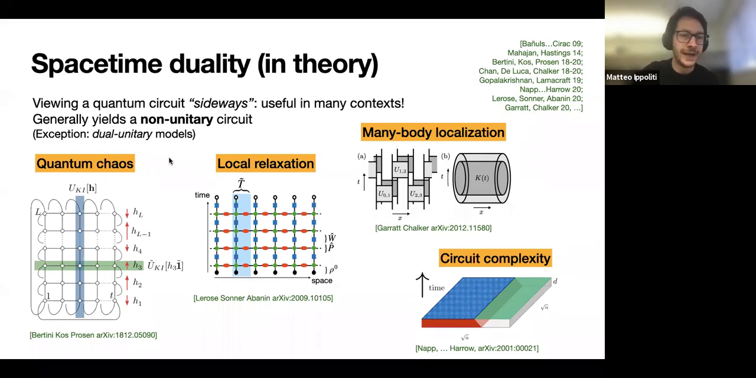And in particular, I want to flag these works on dual unitary circuits, which have led to very interesting results on quantum chaos. These dual unitary models are very special classes of circuits that are such that U-tilde is also unitary. So if you take a unitary circuit, flip it on its side, you get another unitary circuit. That's a very special constraint, but it's one that can be satisfied, and as a consequence, it allows you to make a lot of analytical progress.